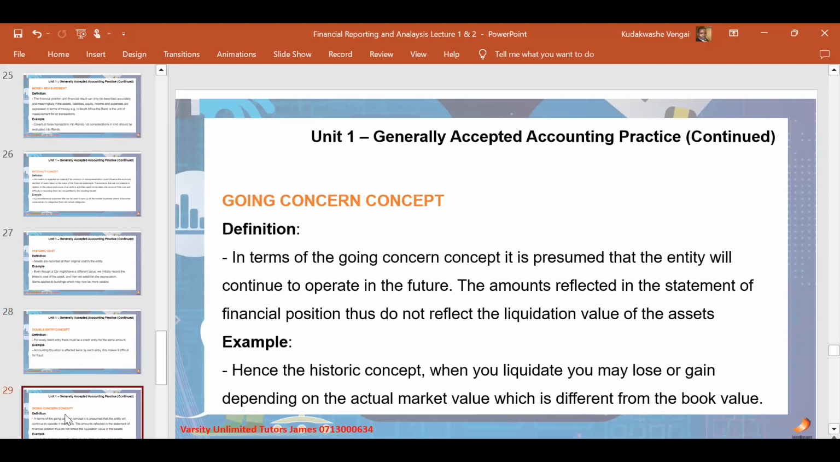Next one is going concern. Going concern simply means that when I am doing my business, I assume that this business is going to be operating next year. When I am doing my transactions, when I am valuing the business, I don't think that it's going to close down next year. I don't think it's going to close down next week.